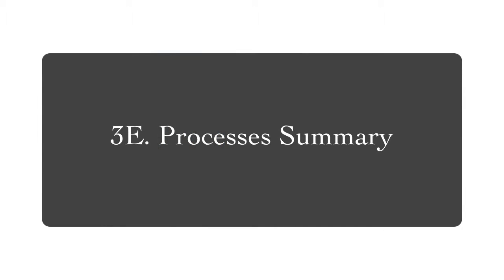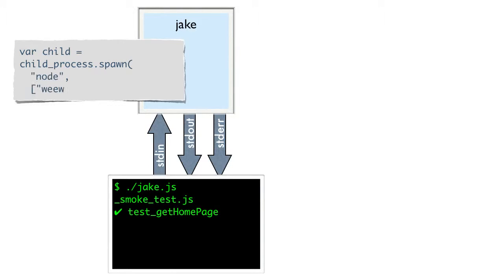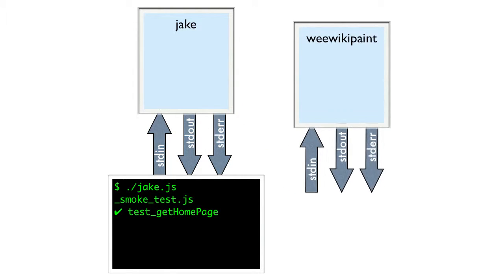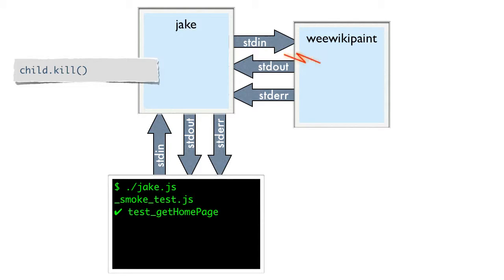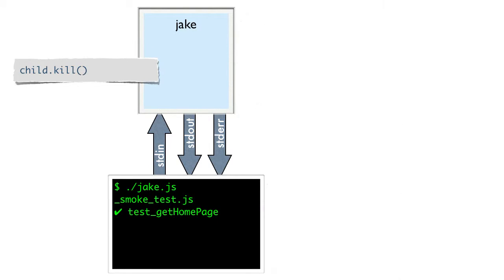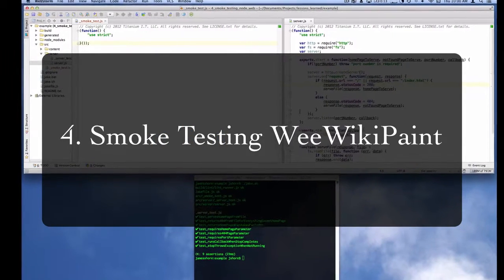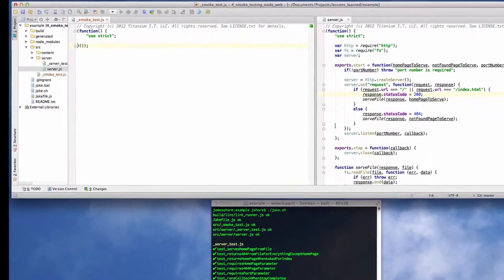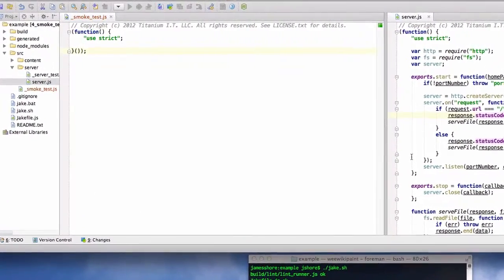In summary, Node makes it pretty easy to deal with child processes. We use childProcess.spawn to create a process, child.standardout to see what the process logs, and child.kill to signal it to shut down. Now let's put this all together and write our smoke test. Starting out, we have our server code, but no way to run it from the command line. We'll use our smoke test to drive the development of the command line runner.